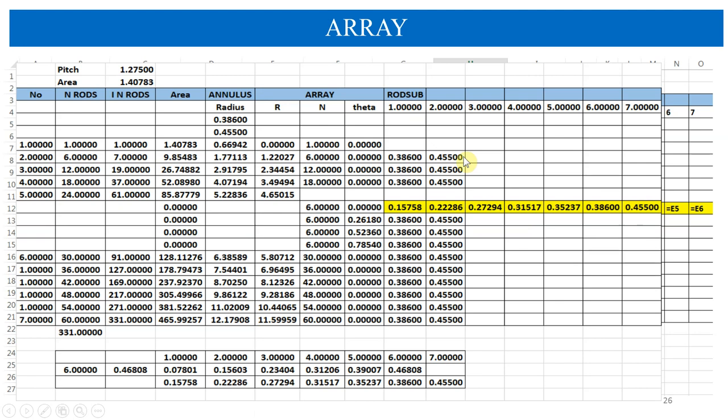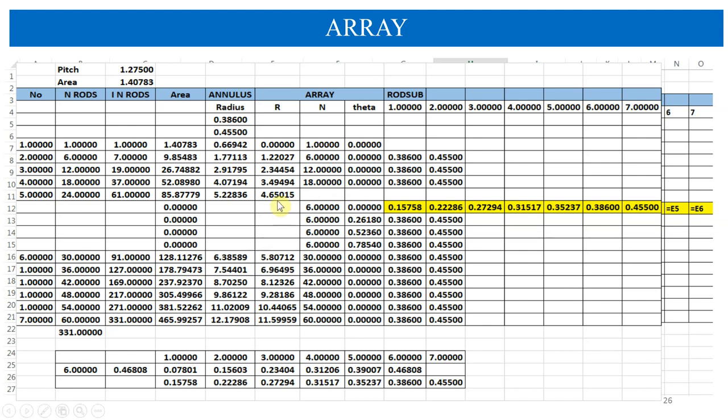So here, I start to build the array. I take different radii, each one of them the intermediate region of each annulus, and each one has a number of rods. These rods are arranged by theta, where theta starts at zero. So I will divide 360 by the number of rods, and I will distribute the rods.